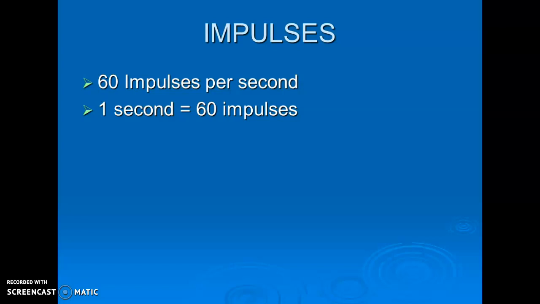And just fun fact, the reason that it's 60 impulses per second is that is how our electricity in the United States cycles, is 60 cycles per second. And that's why if you go to Europe, you have to have a converter, because their electricity is a little different. But that is the end of part 2.